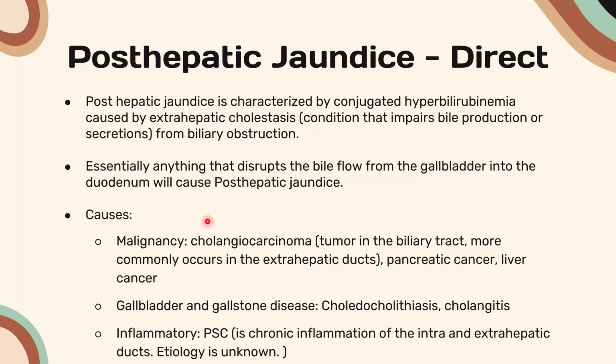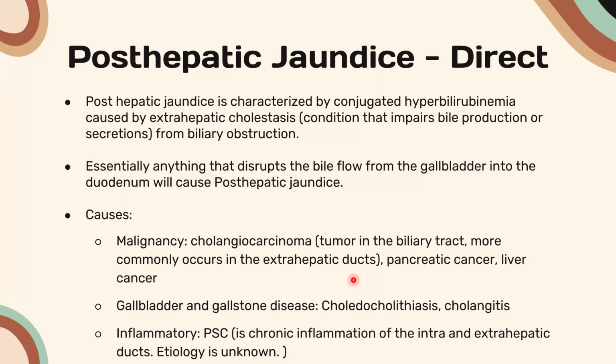So causes can be malignancy, gallbladder and gallstone disease, or inflammatory. Essentially, in posthepatic jaundice, the bilirubin has now become conjugated, but for some reason, you can't secrete it out of the liver into the duodenum. Let's say in malignancy, cholangiocarcinoma is a tumor in the biliary tract, which more commonly occurs in the extrahepatic ducts. There are some hepatic ducts inside the liver, and some of them are outside. So if there is a tumor in any of the biliary tract, it's going to prevent the bile from going from the liver into the duodenum.